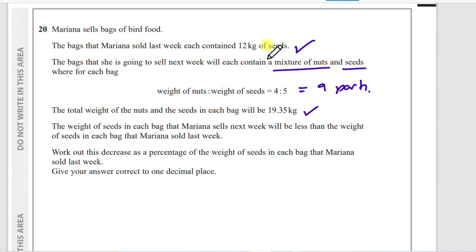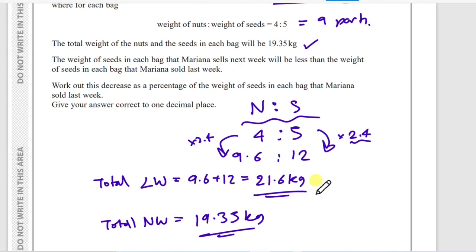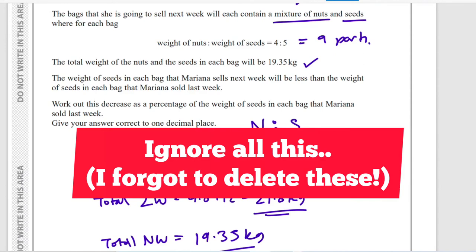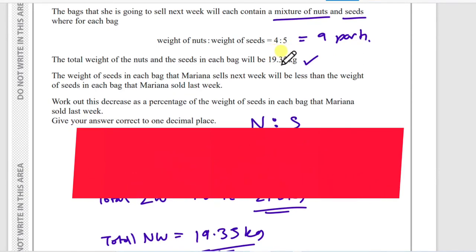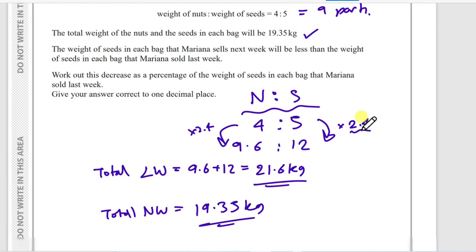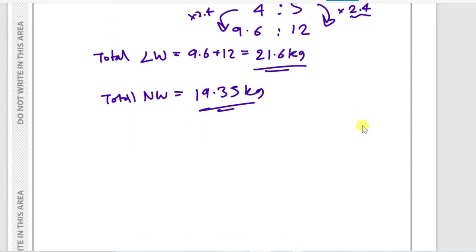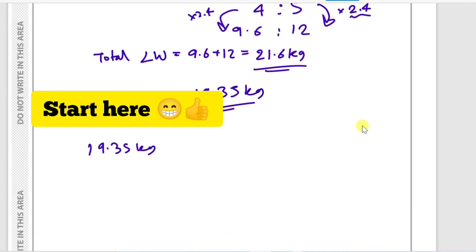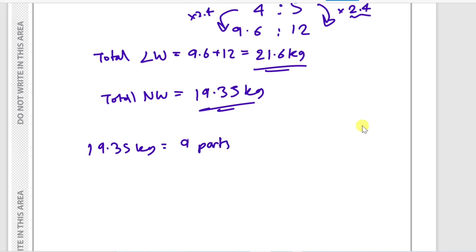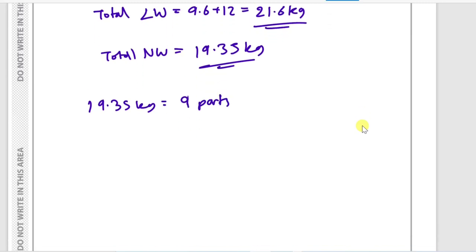Now, let's talk about last week here. So she sold 12 kg of seeds. There's no mention about nuts. How about we link these ratios together? So, a good way to check this out: we have a total. We know 19.35 kg equals 9 parts, right? Let's go find 1 part. So to find 1 part, you want to divide 19.35 by 9 parts. And you should get 2.15 kg for 1 part.